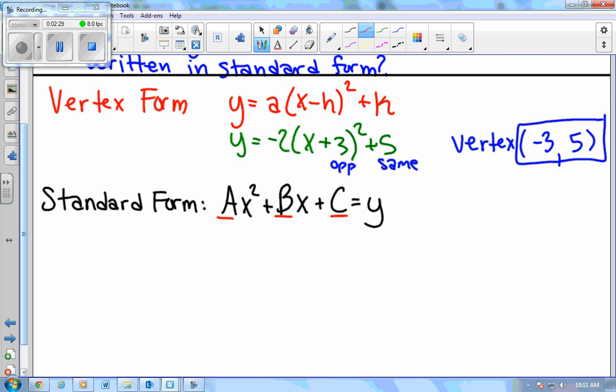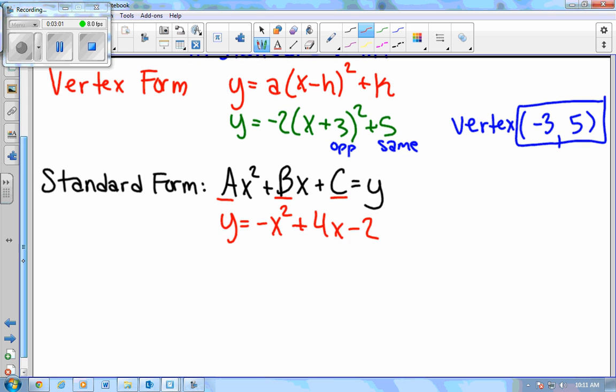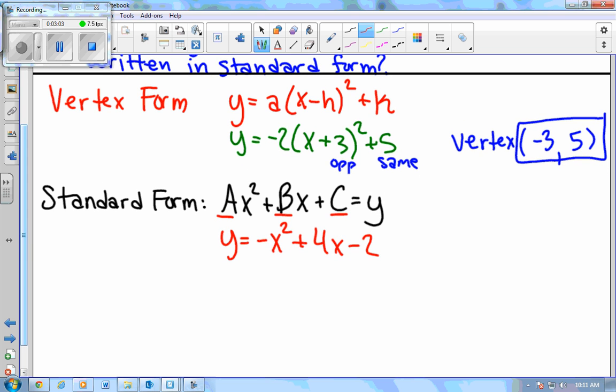Yeah, it kind of looks like the Pythagorean theorem, huh? A squared plus B squared equals C squared, but it's different. An example of standard form would be y equals negative x squared plus 4x minus 2. And the y can be on the right side or on the left side. This isn't as pretty. Can you see the vertex right there? No, definitely not.